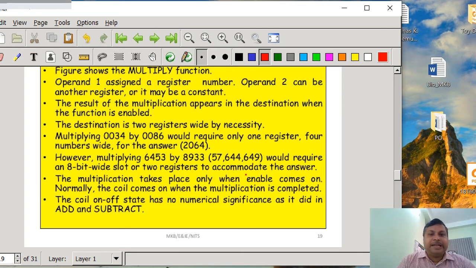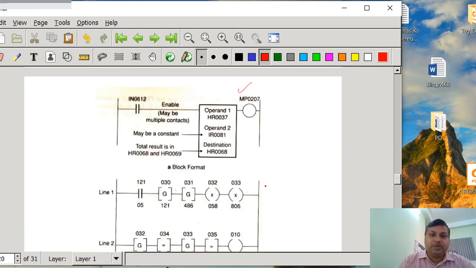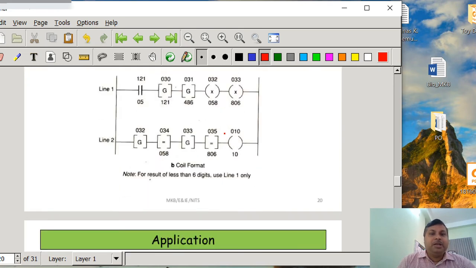The multiplication takes place only when the enable comes on. Normally, the coil comes on when the multiplication is completed. The coil on-off has no numerical significance as it did in add and subtract operations. Okay, so this is the way the multiplication is going to be performed.